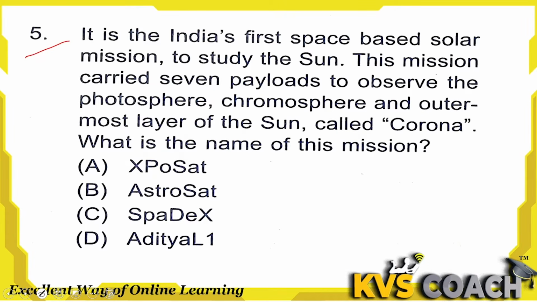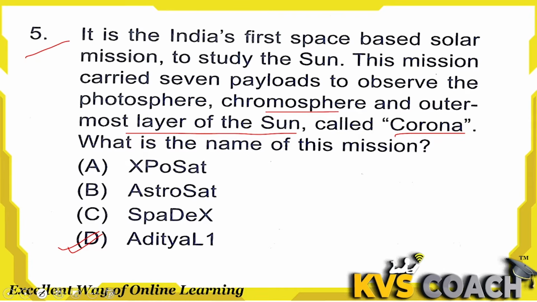Question 5 is, it is India's first space-based solar mission to study the sun. This mission carried 7 payloads to observe the photosphere, chromosphere and outermost layer of the sun, called Corona. What is the name of this mission? This mission name is Aditya L1. Okay, option D is the right answer here.